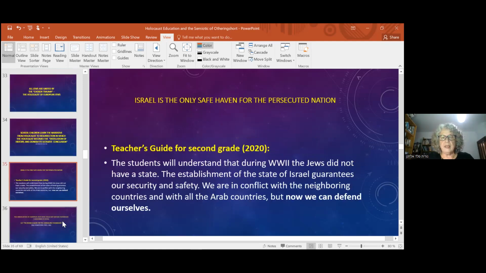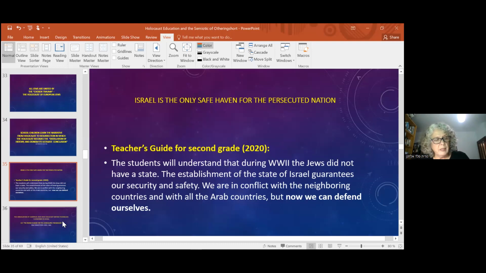For example, here, a teacher guide for second grade teachers, with 7-year-old students. The students will understand that during the Second World War, the Jews did not have a state. This is presented as the reason for the Holocaust. The establishment of the State of Israel guarantees our security and safety. We are in conflict with the neighboring countries and with all the Arab countries, but now we can defend ourselves.